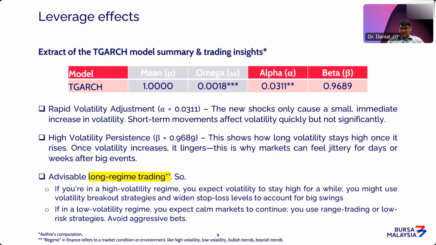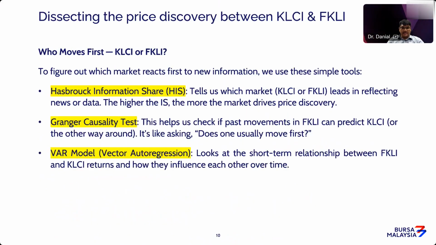It's quite technical here, I understand, but in any way, I'll try to make it plain. Next, we try to dissect the price discovery between KLCI and FKLI. After a long time, having left the trading desk, I realized that people are still arguing which one goes first. Who is the leader? Who is the laggard? Who is the follower? So in here, we try to test it empirically: who caused who to move, right?